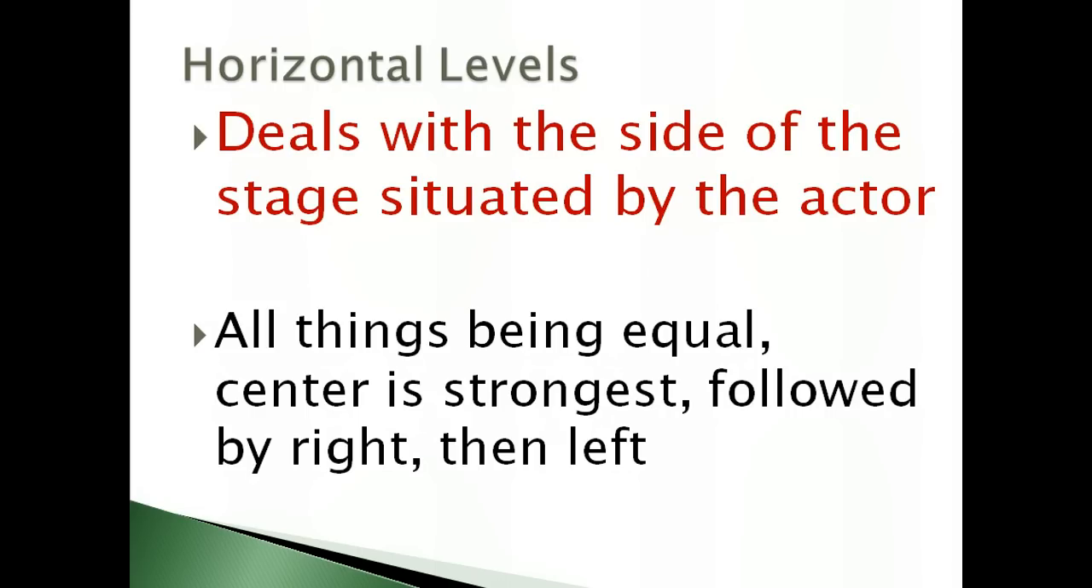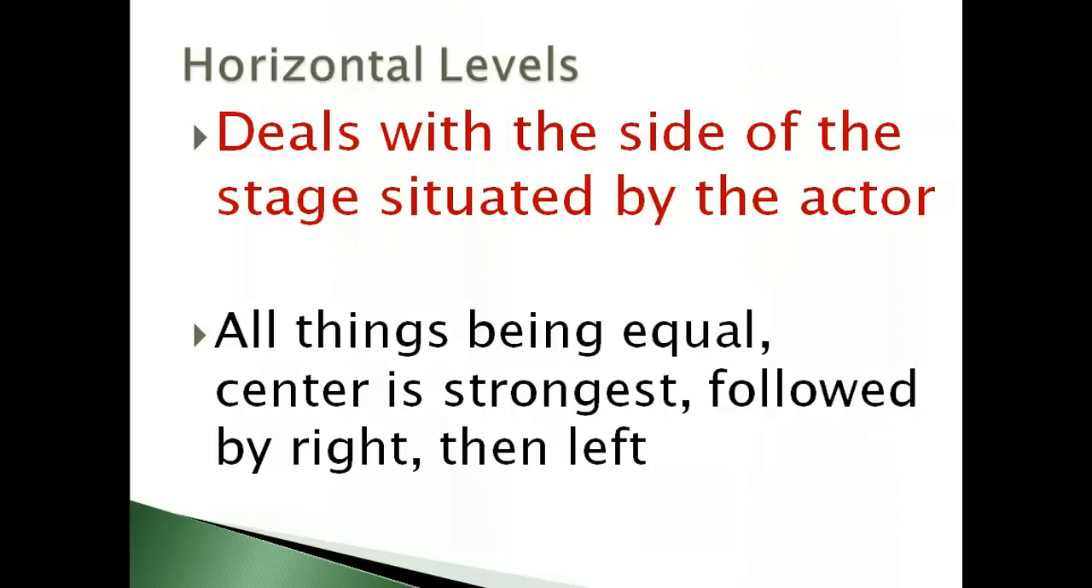The next element that we'll discuss is called horizontal levels, and that simply refers to the side of the stage that the actor is situated. And again, all things being equal, meaning that if everything else were of sort of equal focus, an audience is more likely to focus first on what is in the center of the stage, then more likely to look at what is stage right, and then finally tend to look at what is stage left. So we say that the stage center is the strongest position, stage right is the next strongest position, and stage left, all things being equal, is the weakest stage position, or the weakest side of the stage.